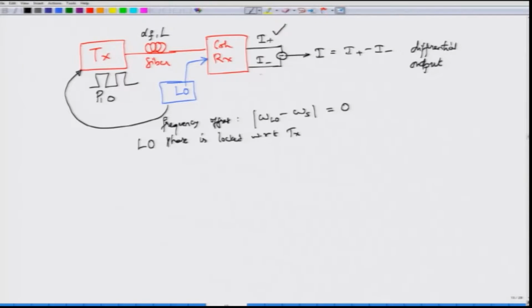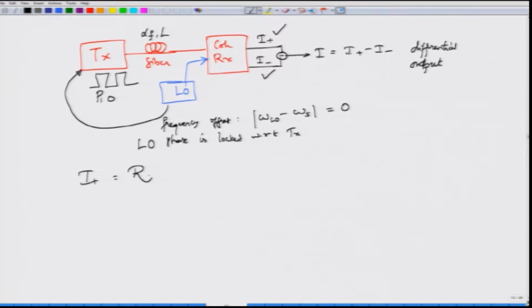So, in order to do that, first we need to recall the expressions for I plus and I minus, and let us do that by remembering that the I plus is the output of the photodetector. Therefore, there is a responsivity factor R multiplied by whatever the power that is input on that. And what power is input on that?